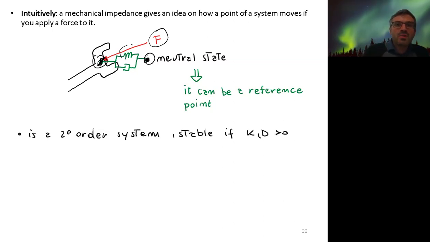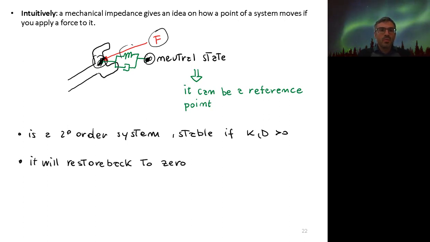So in essence, our robot becomes a second order system that is stable if you set positive definite stiffness and damping matrices, and that is attracted by our reference position, for example. And whenever you remove the contact force, the external force from the environment, the end effector will go back to the reference point.